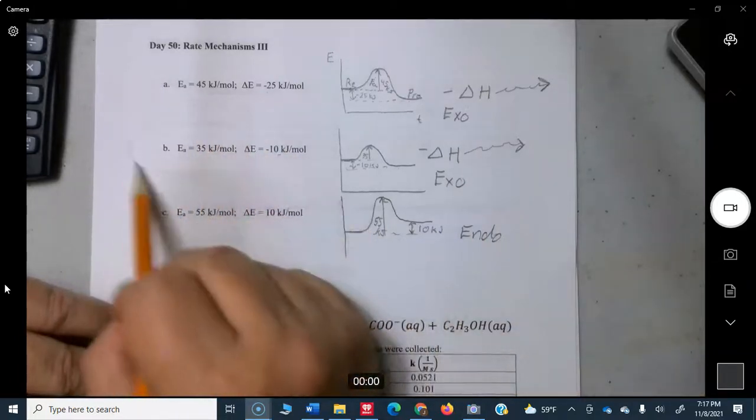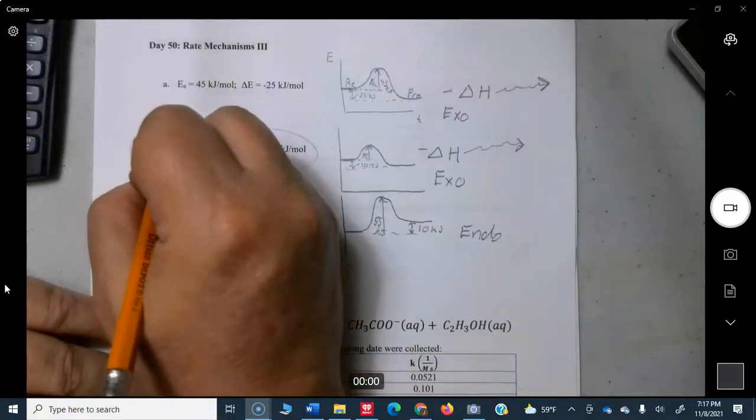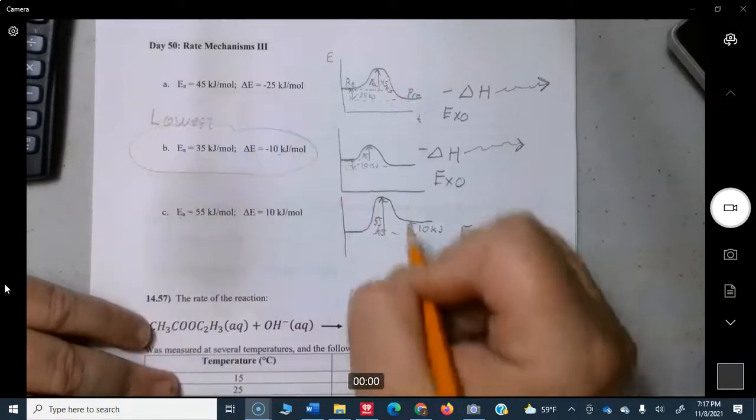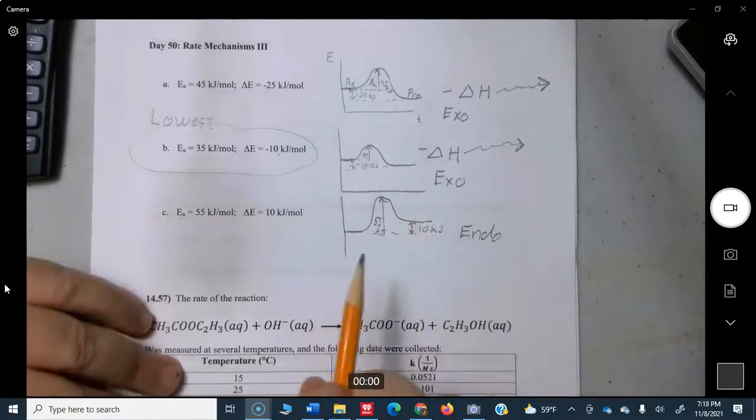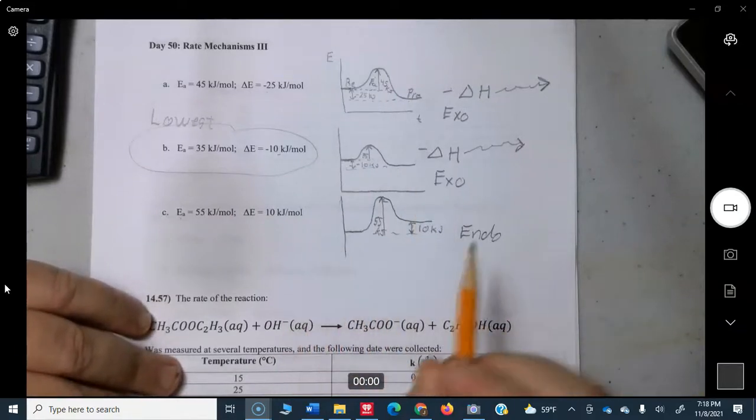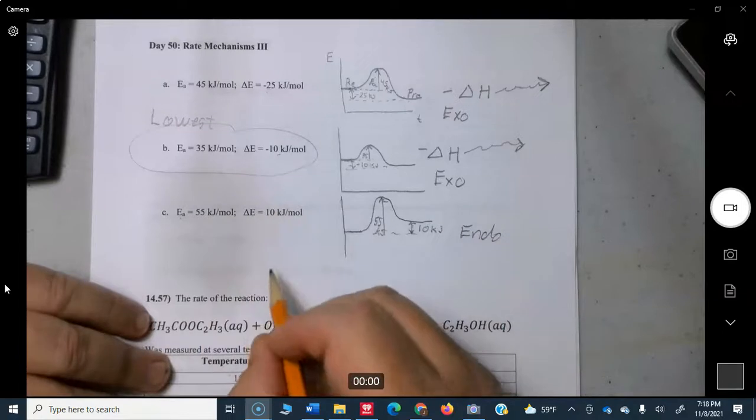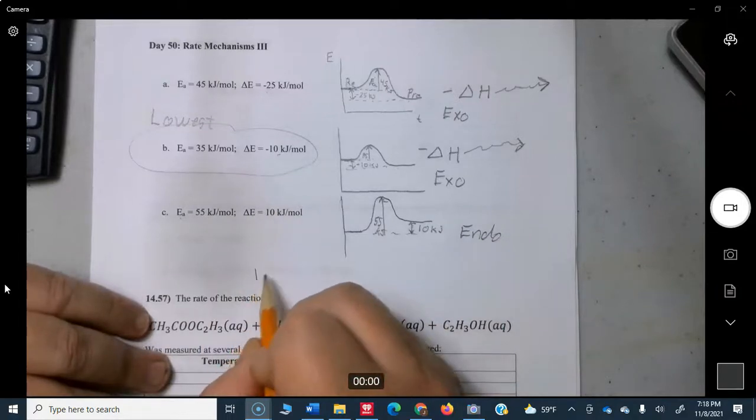So when you want to know which one is the fastest, it's going to be the one with the lowest activation energy. So this one is going to be the lowest. Where it ends up at the end has nothing to do with how fast the reaction is going to go. Or whether it's endothermic or exothermic has nothing to do with how fast. Remember what K depends on. It depends on temperature.